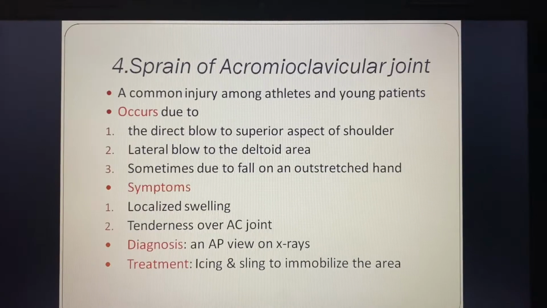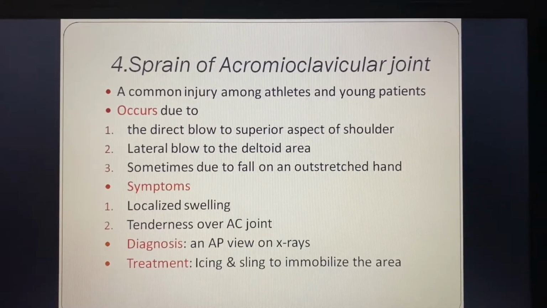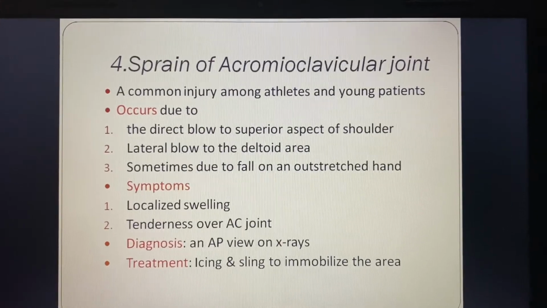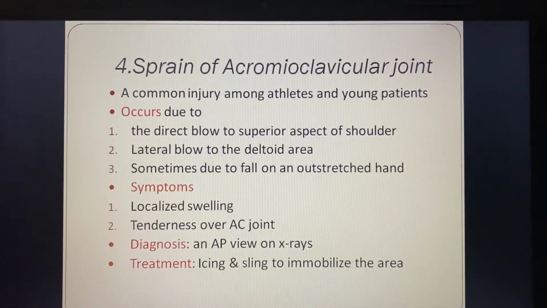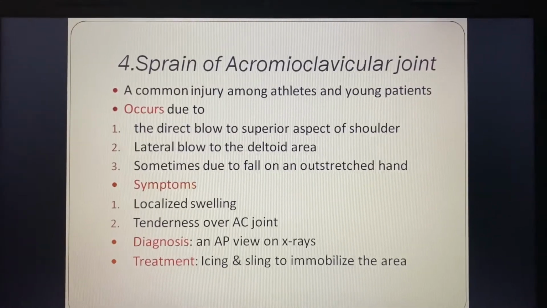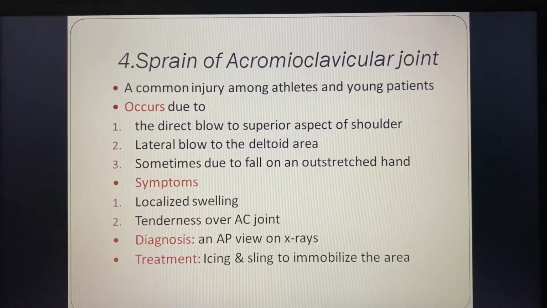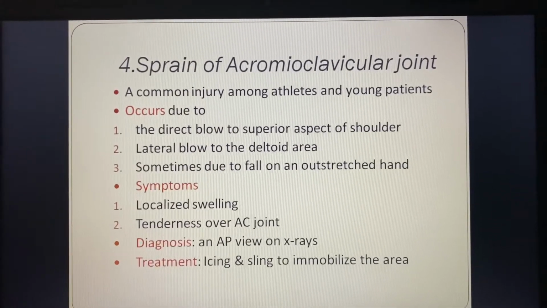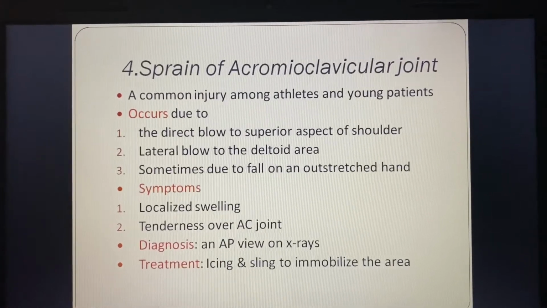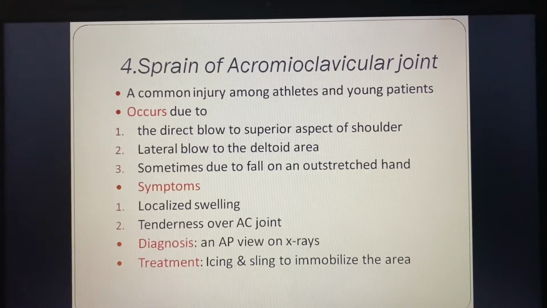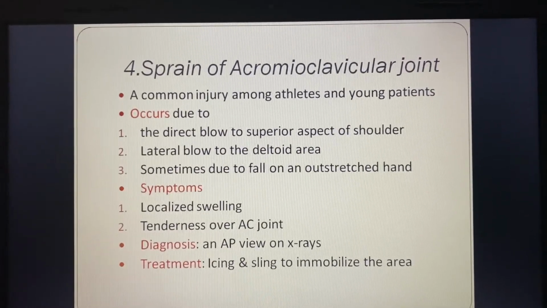Sprain of the acromioclavicular joint. What is a sprain? A sprain is any type of ligamentous injury. The acromioclavicular joint is between the acromion of the scapula and the clavicle. This is the most common injury among athletes and young patients. It occurs due to a direct blow to the superior aspect of the shoulder, lateral to the deltoid area, sometimes due to a fall on an outstretched hand.